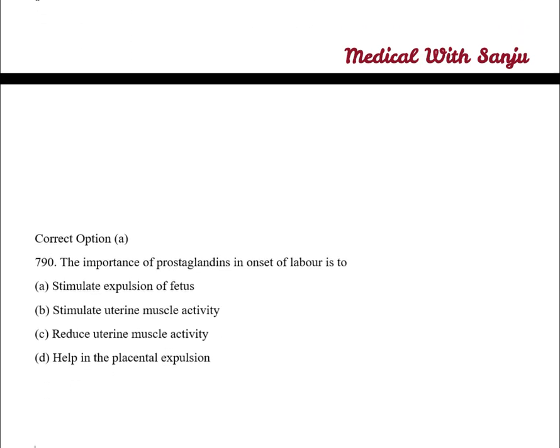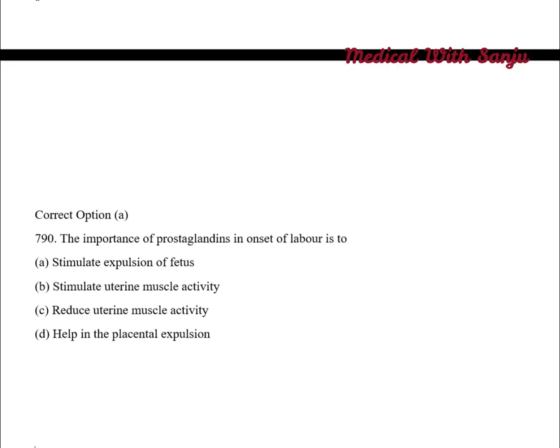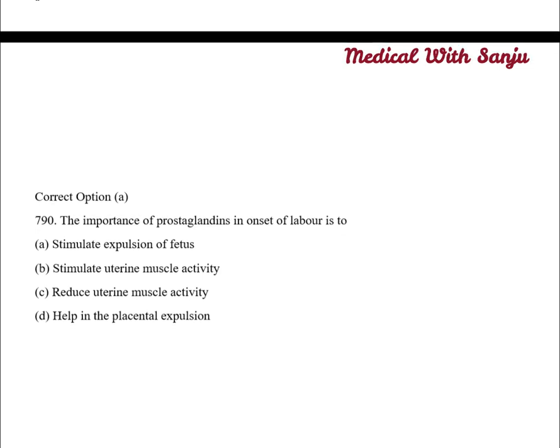Question number 790. The importance of prostaglandins in onset of labor is to: option A, stimulate expulsion of fetus. Option B, stimulate uterine muscle activity. Option C, reduce uterine muscle activity. And option D, help in the placental expulsion. Stimulate uterine muscle activity. Option B is the right answer.